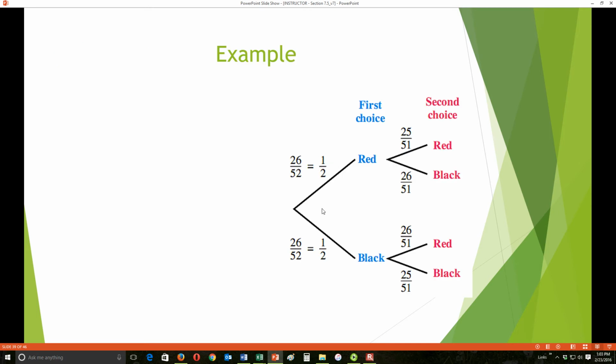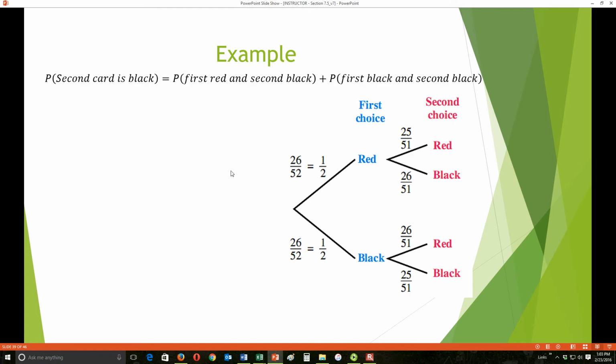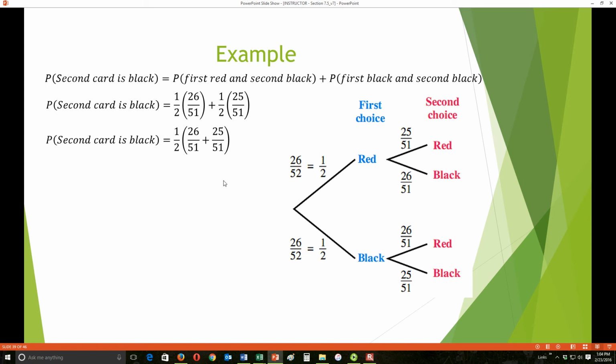Here's the probability of red, here's the probability of black. Now, once we know it's a red card, there's a 25/51 chance of getting a red card because there's one less red card, versus 26 out of 51 for black. And the opposite down here for the first card was black. Now, if we ask the probability the second card is black, we have two options. I either chose red-black or I chose black-black. So we have to take both of these, multiply, get our answers for each branch, and find out the probability the second card is black is actually just 1/2.